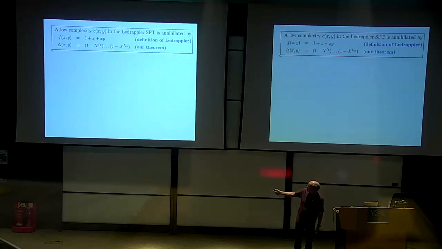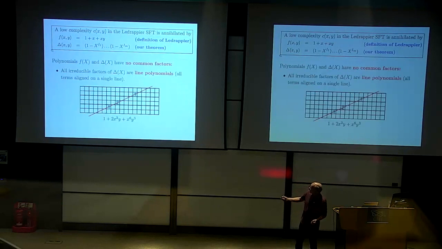And so our configuration, modulo 2, in a two-element field, let's say, we know that it has these two annihilators. It has the one because it belongs to Ledrappier, a triangular shaped annihilator. But it also has this special annihilator that comes from our theorem, the product of differences.